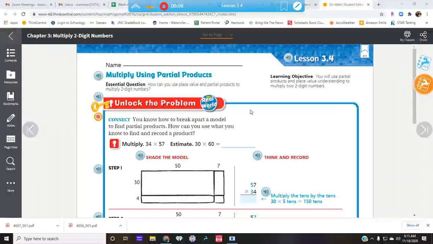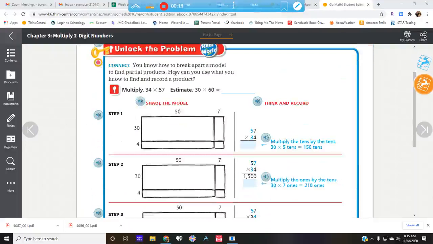But a little bit different. We're going to spread it out a little bit different. So it says, you know how to break apart a model to find the partial product. How can you use what you already know to find and record the product? All right, so here's what we're going to do.